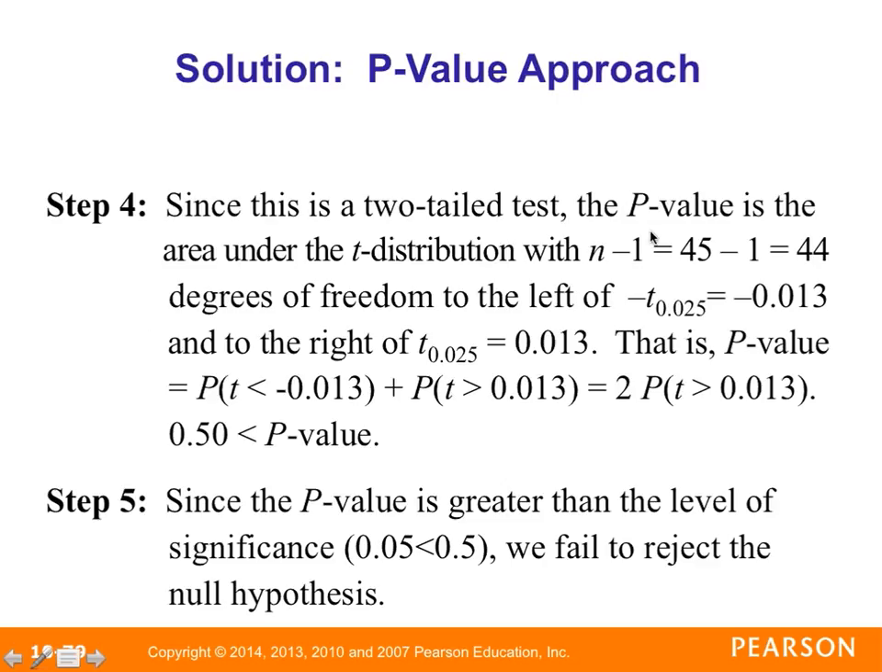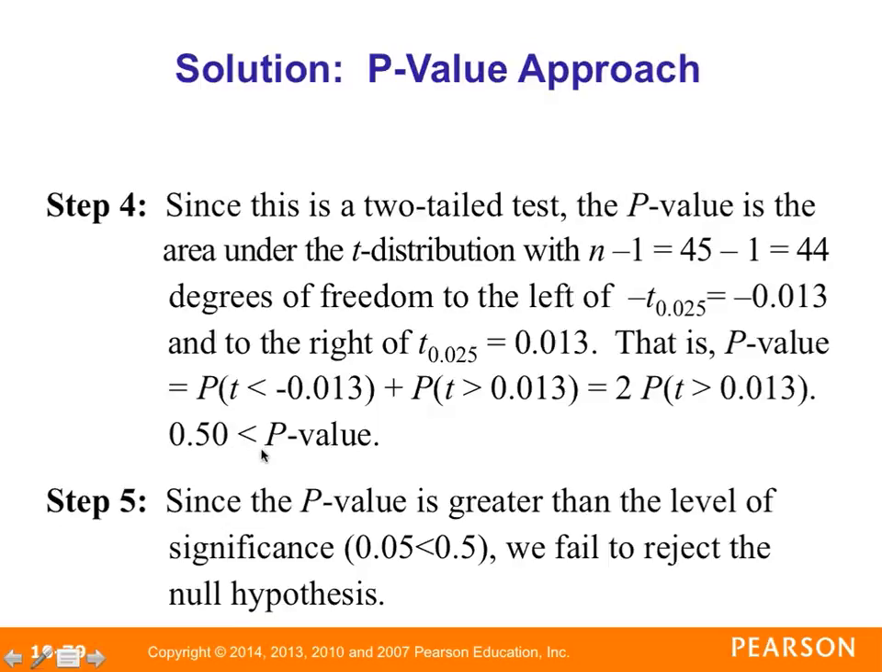Since this is a two-tailed test, the p-value is going to be the area under the t distribution with n minus 1, which is just 45 minus 1, or 44 degrees of freedom. And we're looking to the left of negative t 0.025, which is equal to negative 0.013, and to the right of t 0.025, which is going to be positive 0.013. So our p-value is going to be 2 times the probability that t is greater than 0.013 because of the fact that we have symmetry.